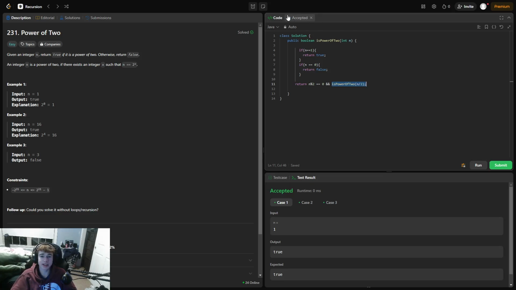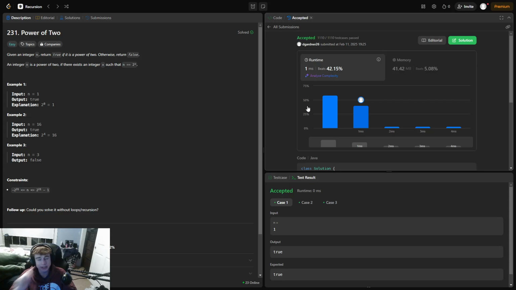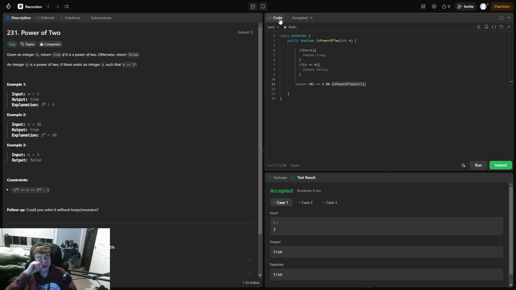And this scales, but as you can see, the runtime complexity of this isn't amazing. It's 1 millisecond, which is what really matters. Yeah, kind of. But that's because it's recursion. Recursion isn't that fast. There's simply better ways to do this using math approaches and other various approaches. Like down here, it actually asks you to solve it without loops or recursion.